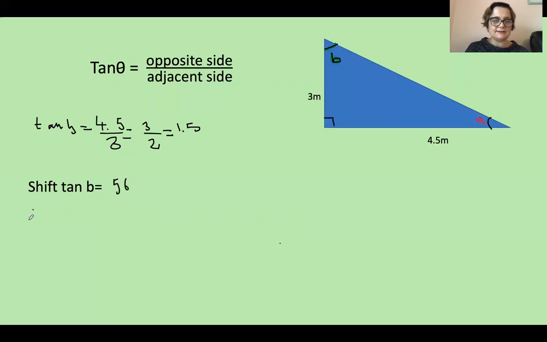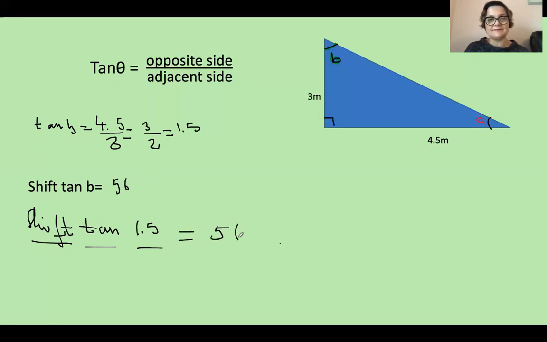So let me write what I just did. So this is the first calculation: press shift, then tan, and then 1.5. And then the answer is 56 degrees. And this is the answer to angle B. And if you remember, the first one was 34, as angle A was 34 degrees.